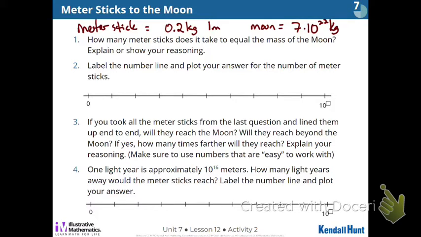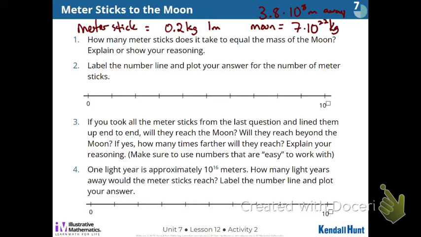And I'll also let you know that the moon is 3.8 times 10 to the 8th meters away. That's all the information you need to know. We're going to just focus right now on 1, 2 in the number line. Okay, 1, 2 in the number line.